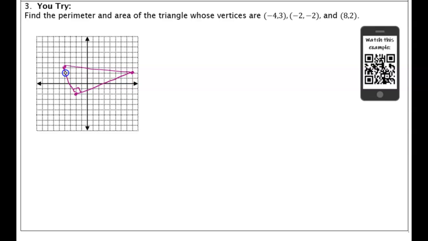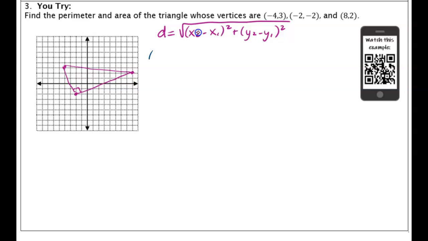So let's use the distance formula. So I'm going to write the distance formula up here. So that would be x2 minus x1 squared plus y2 minus y1 squared, and it's the square root of both of those things. Okay, so I'm going to do 2 pairs of points at a time.